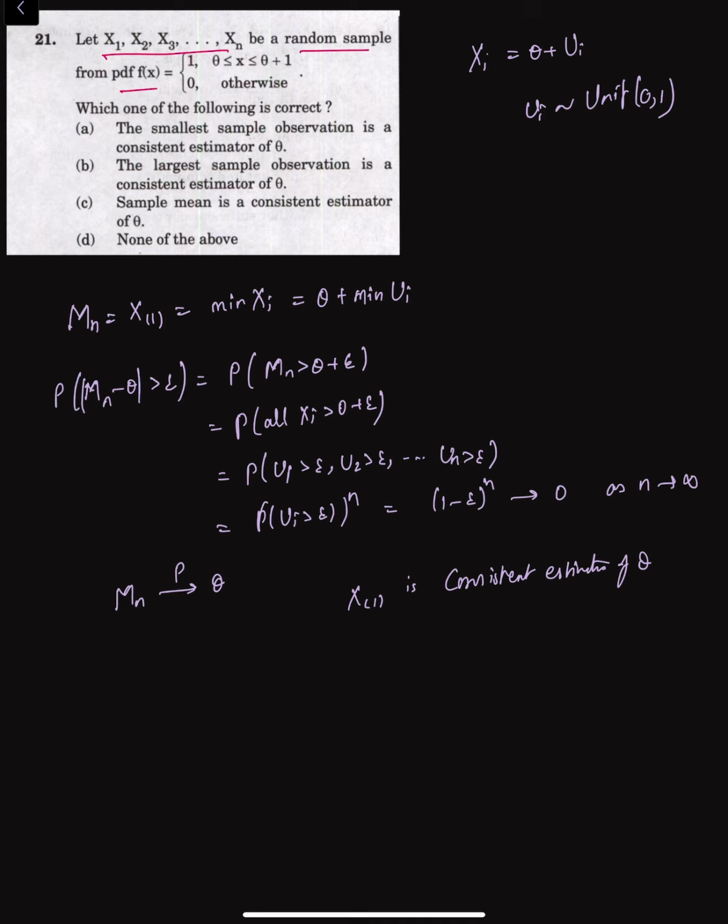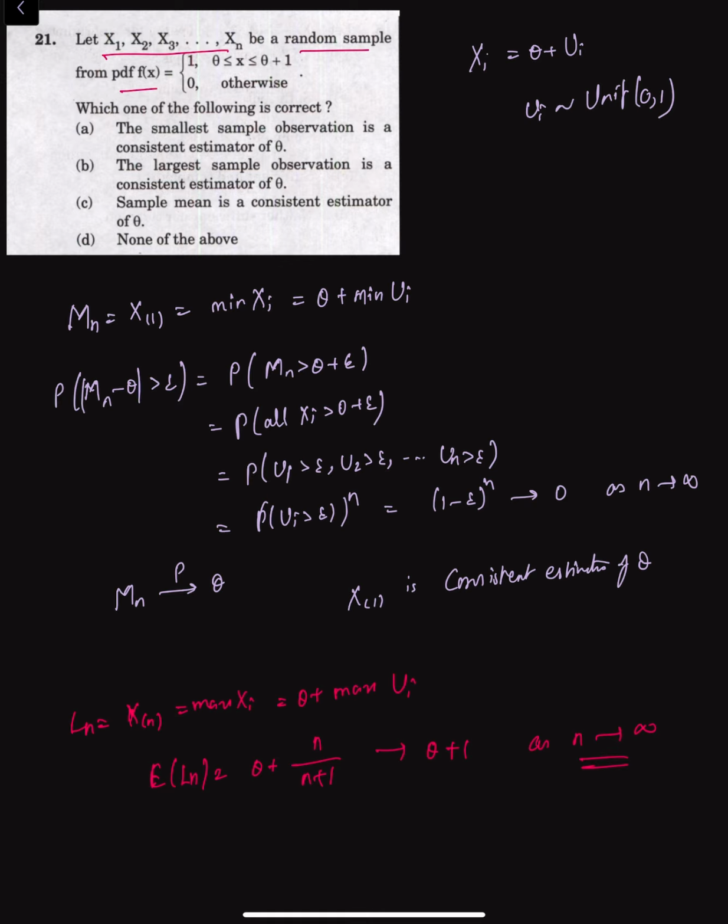In a similar way, if we consider the second option, the largest sample observation, ln is nothing but x of n, which is maximum of xi, which is theta plus max of ui. So expectation of maximum of ui is n by n plus 1. So expectation of ln is nothing but theta plus n by n plus 1, which tends to theta plus 1 as n tends to infinity. Therefore it is not a consistent estimator.